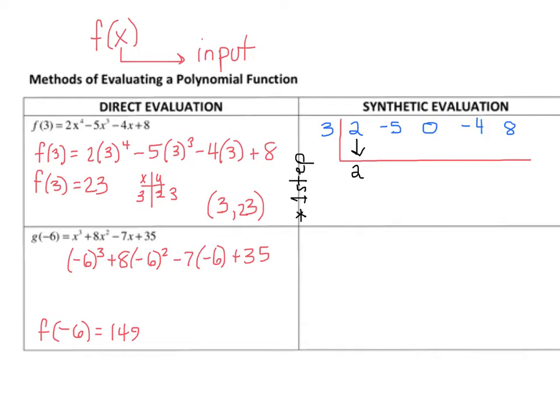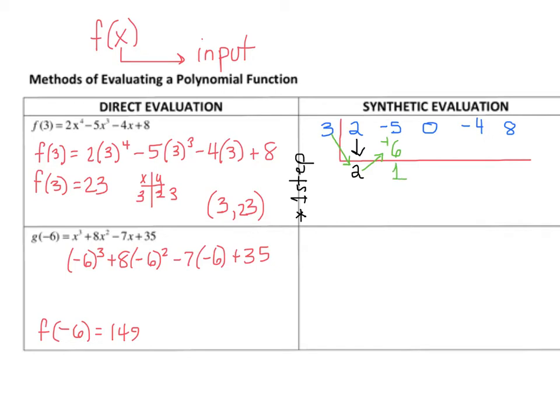Now I'm going to start multiplying. I multiply 3 times 2, and I get 6. I put that 6 right here, and I add these 2 together, and I get positive 1.